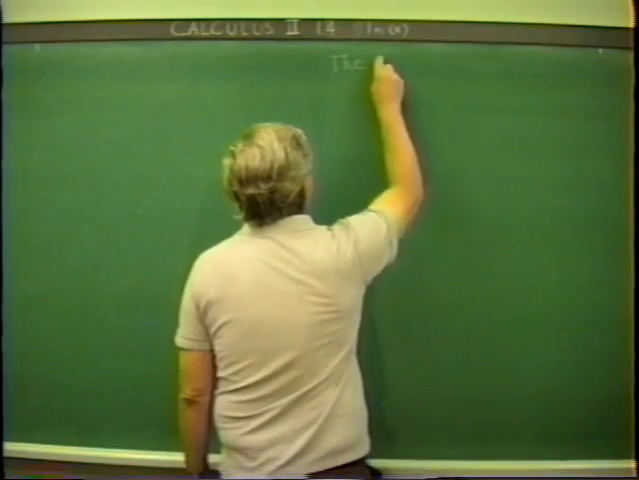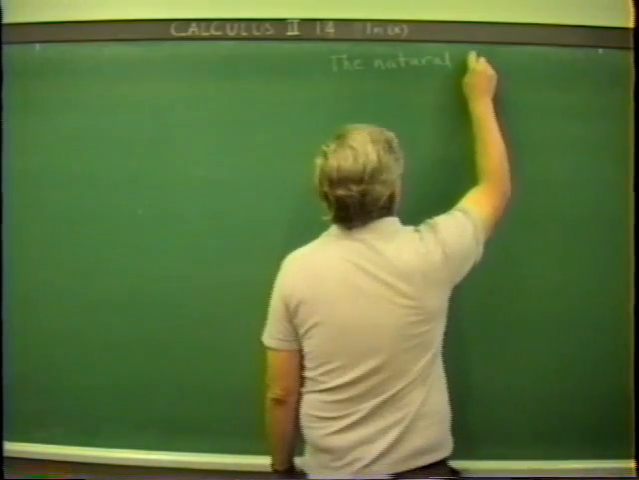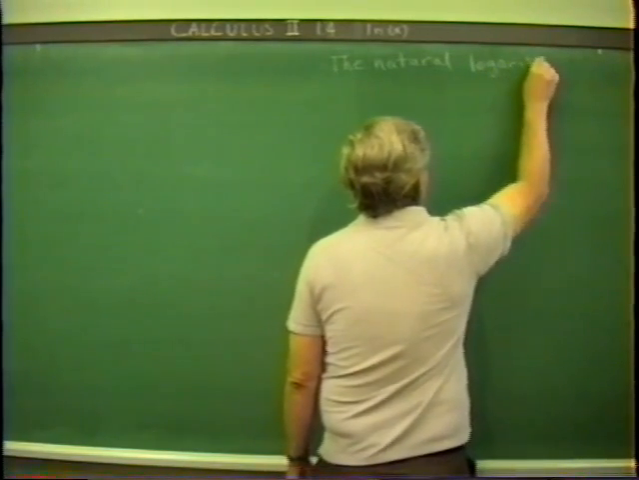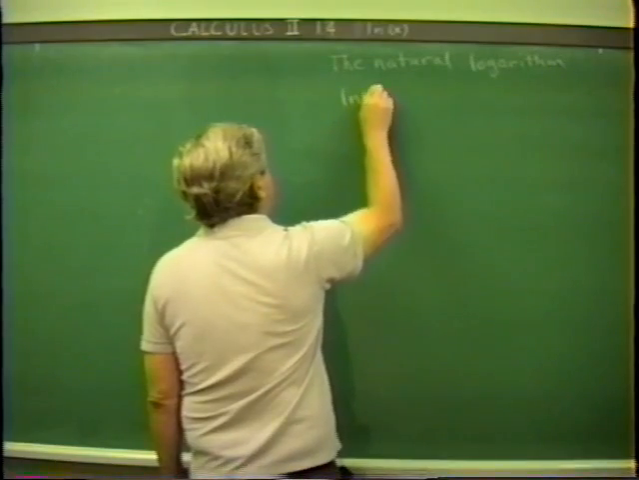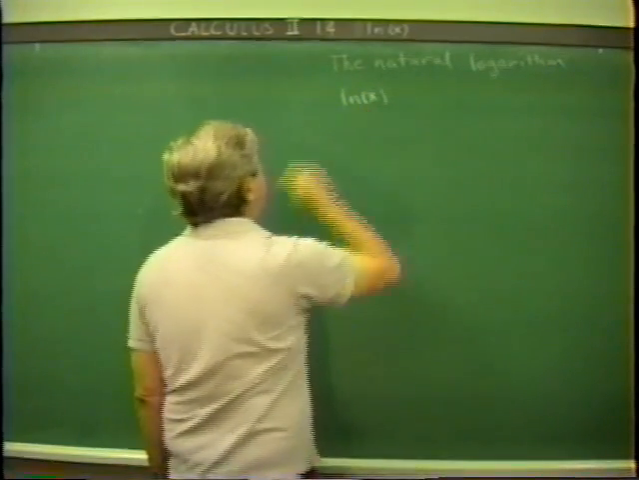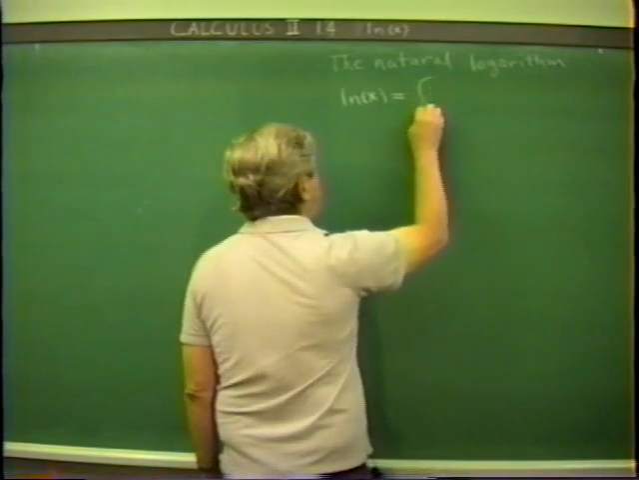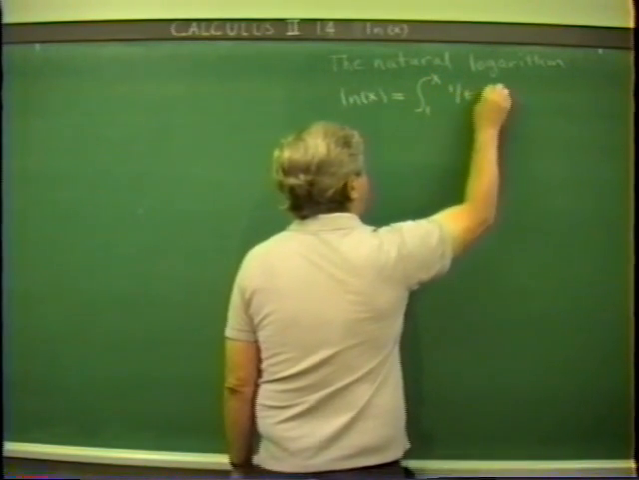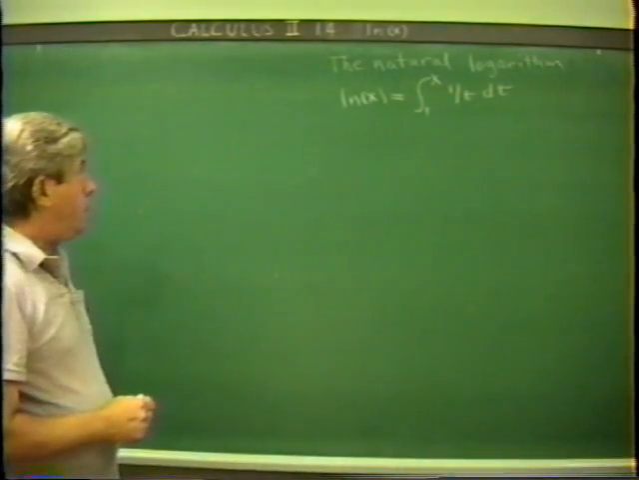You define what's called the natural logarithm. And we'll see eventually here that it actually is a logarithm. Right? The symbol for this is ln of x. And it's defined to be equal to the integral from 1 to x of the function 1 over t dt.